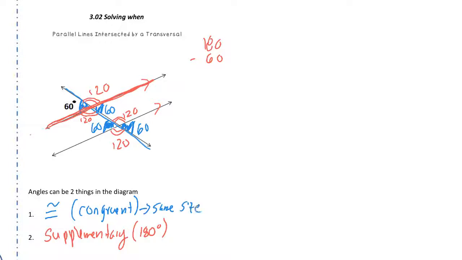We don't put an equal sign because equal means they're the exact same angle. They're not the same angle. This one's over here. This 60 is over here. They're the same size. They're both 60. All right, let's look at some examples on the inside right.